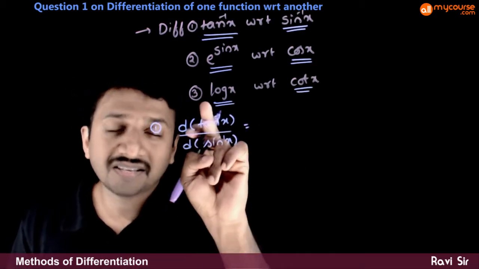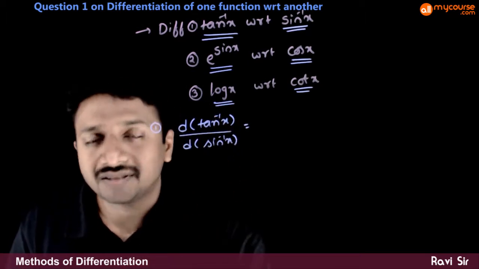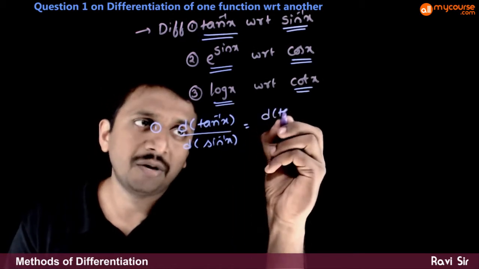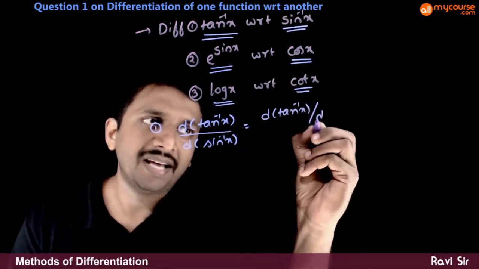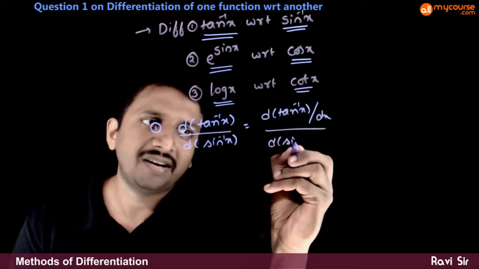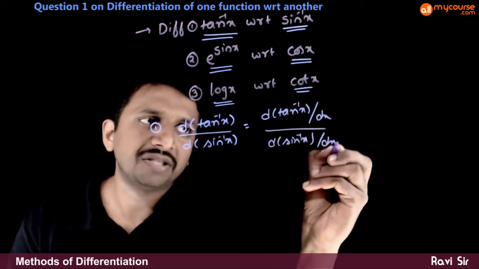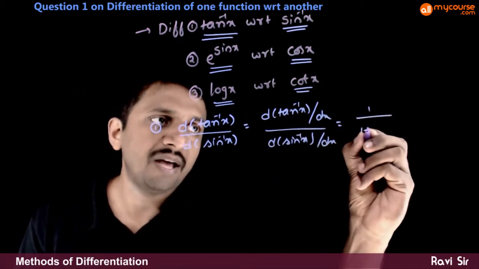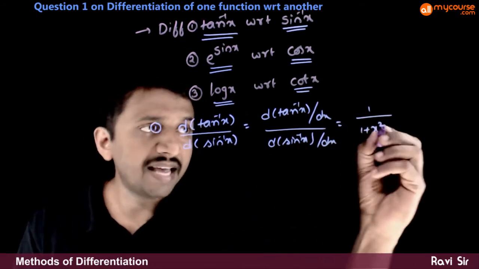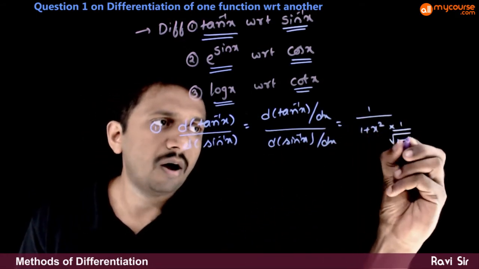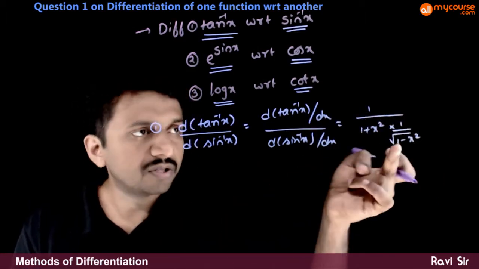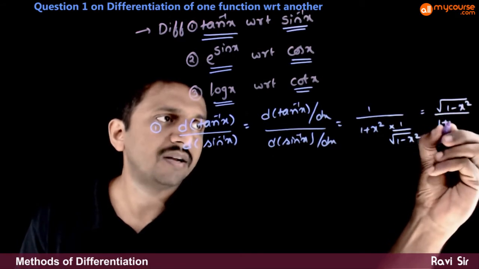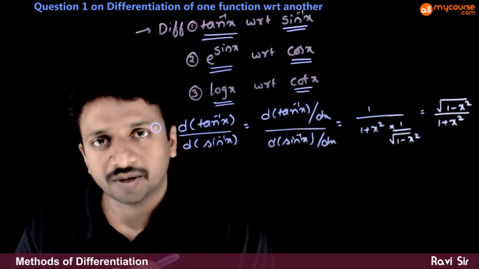So by definition it is the differentiation of tan inverse x by the differentiation of sin inverse x. If you divide both numerator and denominator by dx, it is nothing but the ratio of differentiations of individual functions. So d of tan inverse x by dx is 1 by 1 plus x square, and d of sin inverse x is 1 by root of 1 minus x square. So this root of 1 minus x square goes up. So this is equal to root of 1 minus x square by 1 plus x square.